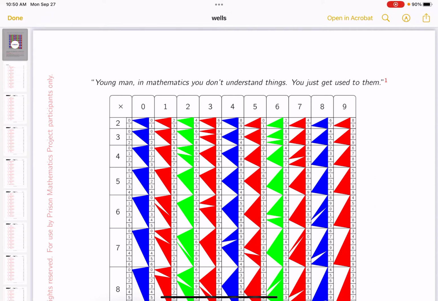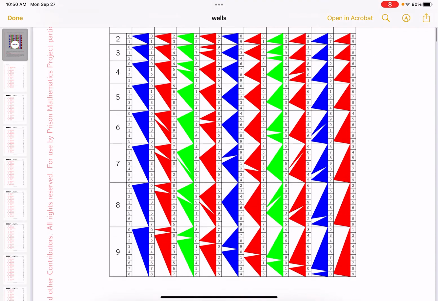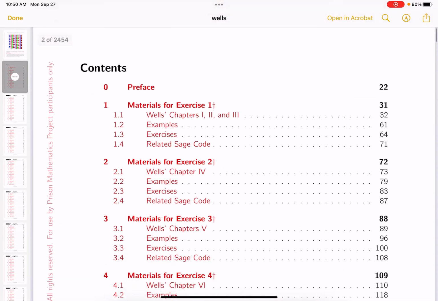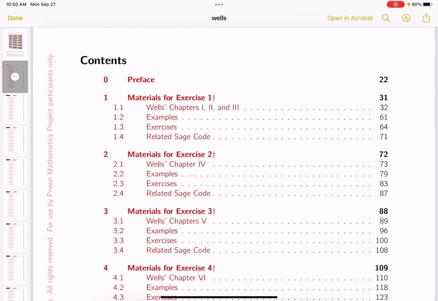Okay, so we'll start at the beginning. I gave you some review here. Again, if you have access to the actual PDF document, let me just scroll through it for you. And we're at the beginning. I'm going to say that we're going to do exercise 1 now, and what I mean by that is the materials for exercise 1.